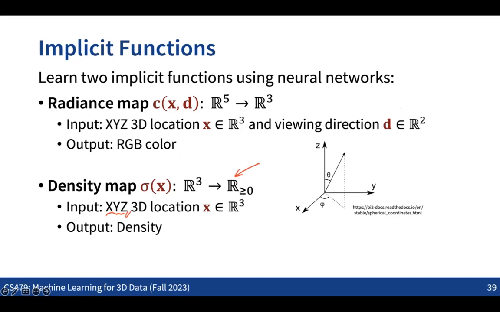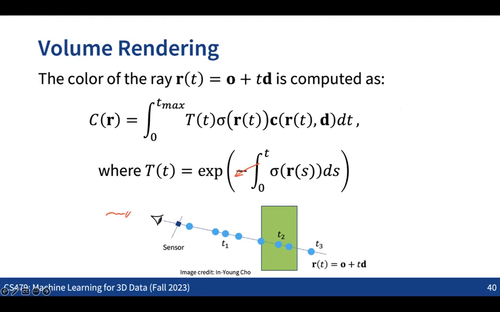The next slide is the most important part of neural rendering. This is the volume rendering equation, which is physically more sensible than the previous accumulation and projection ideas. Based on the two implicit functions that we have, as we have seen, the first one was the density function, and the second one was the radiance function, right?